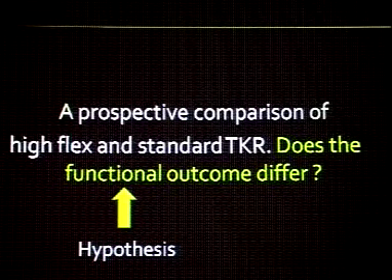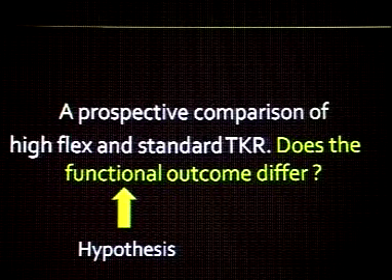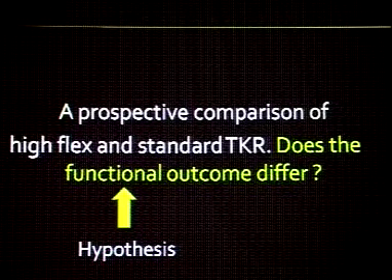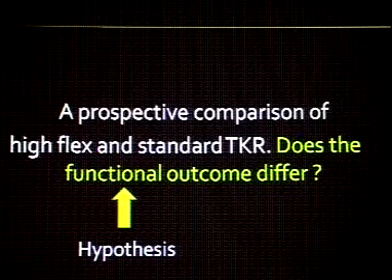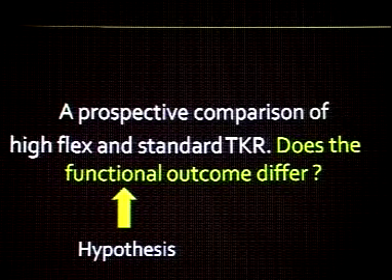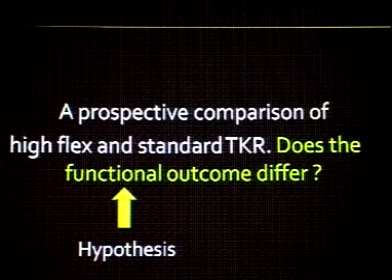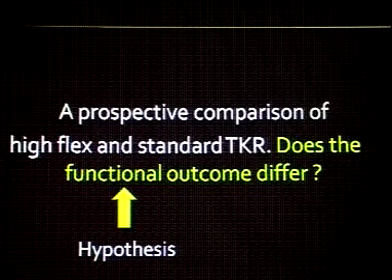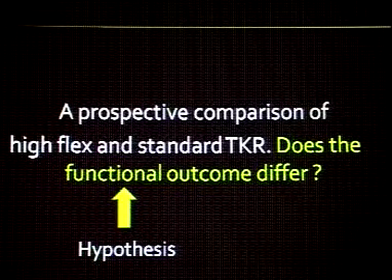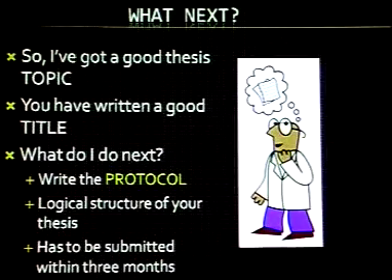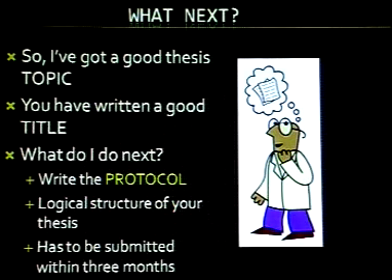Is it clear now what things need to be there? When you know the things that need to be there in your title, it becomes easy to write a good title. And because your keywords are in the title, you can keep going back to it to write your introduction, your review of literature, your results, your discussion, because it all centers around those keywords. So you've got a good topic and you've got a title. What do you do next? You need to write a protocol.